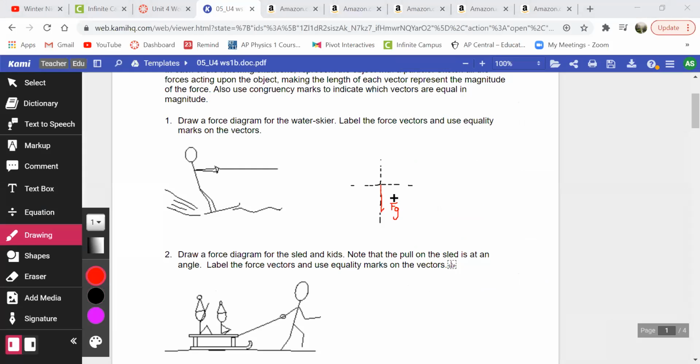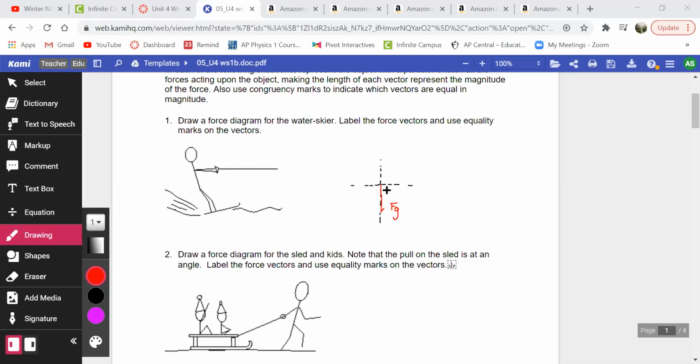So gravity force going straight down. Is he sinking into the water? I'm assuming this is a guy. My bad. Are they sinking into the water? No. So that means there's a resisting force here.